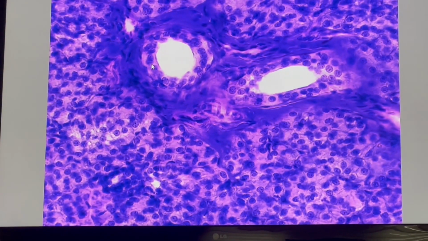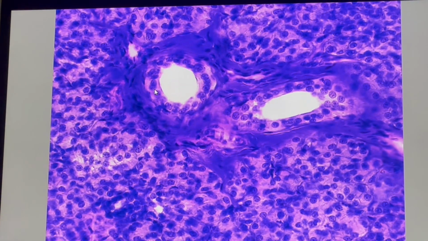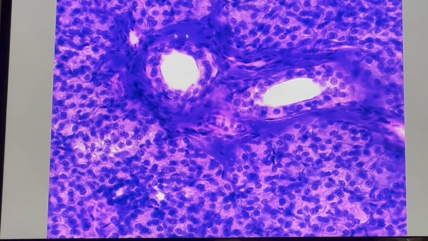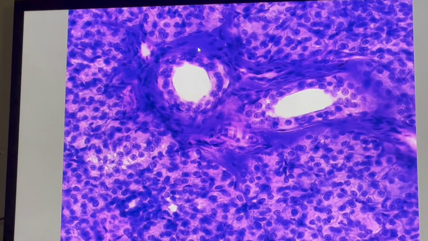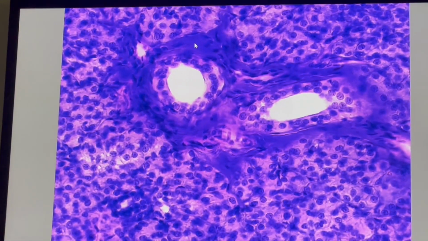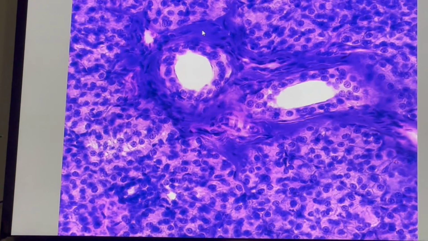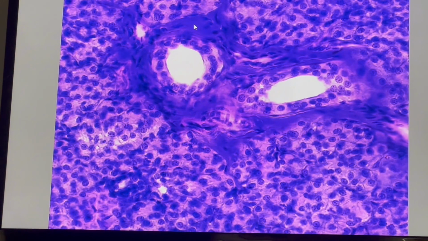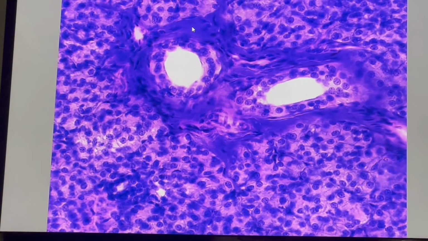Interlobular duct found between the lobules and surrounded by connective tissue. This is connective tissue consists of collagen fibers and fibroblasts. This connective tissue is extending from the capsule. Any question about the parotid gland?